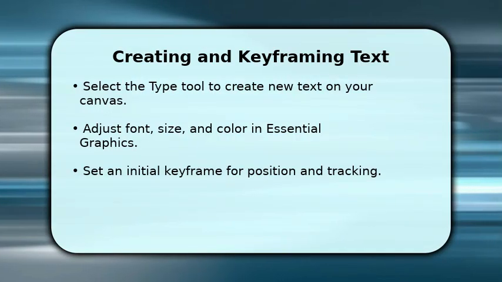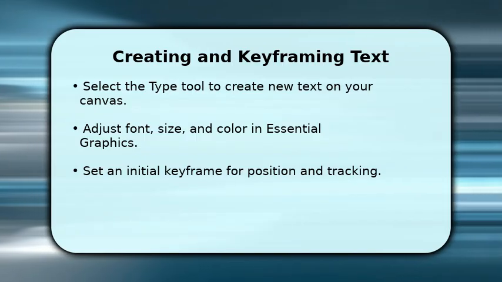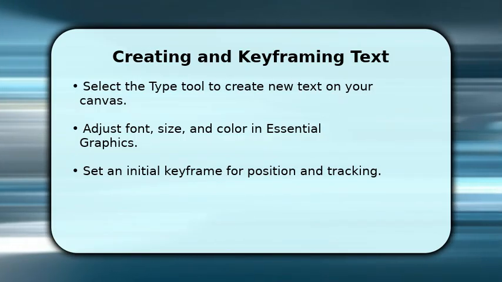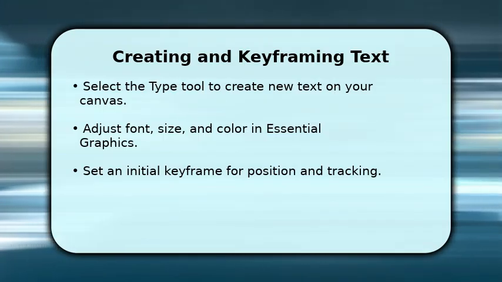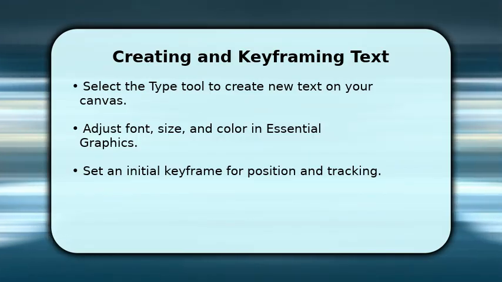To begin, select the Type tool from your toolbar and click on the Program Monitor to create a new text layer. In the Essential Graphics panel, customize your text's appearance, including font style, size, and color. Then, open the text layer's properties in the Effect Controls panel. Set your first keyframe for both position and tracking at the start of your animation. Move your playhead forward a few seconds and adjust these values for your second keyframe.